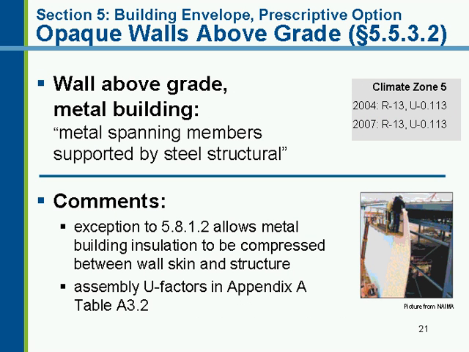Second category for walls, above grade metal buildings. So similar to metal building roofs, we're talking about something, it's metal spanning members supported by steel structural members. So it's not a steel stud wall that has some other material on the outside. It's not a wood stud wall that happens to have some sort of metal facing on it. It's really a metal building type of construction. Wall insulation requirements are R13 here, 2007. Again, as mentioned previously for the roof, you are allowed to compress the insulation between the structure and the wall skin. And for the assemblies here, look in table A3.2.